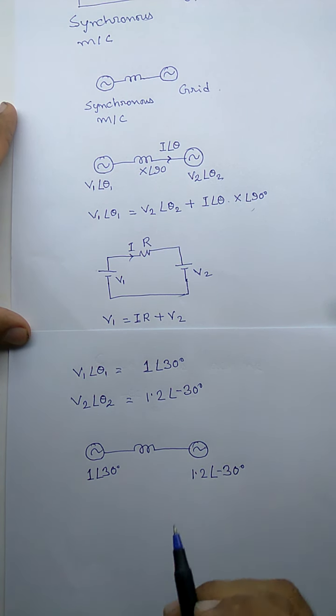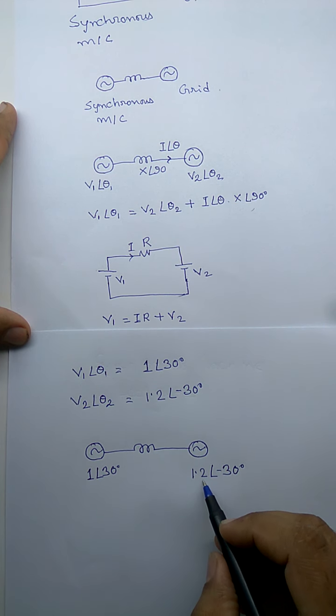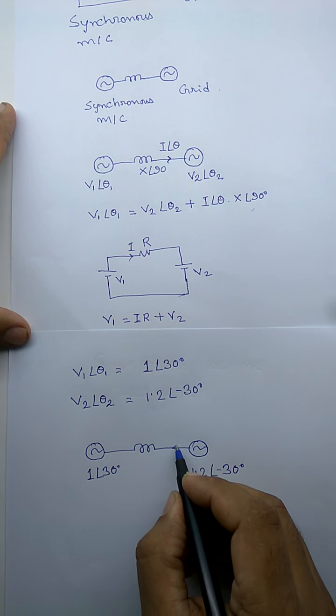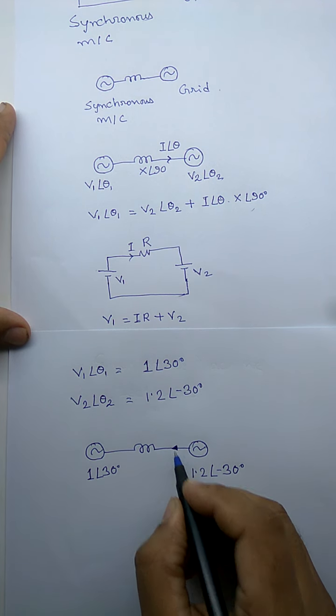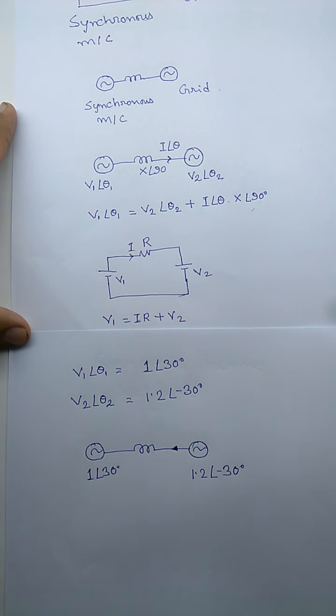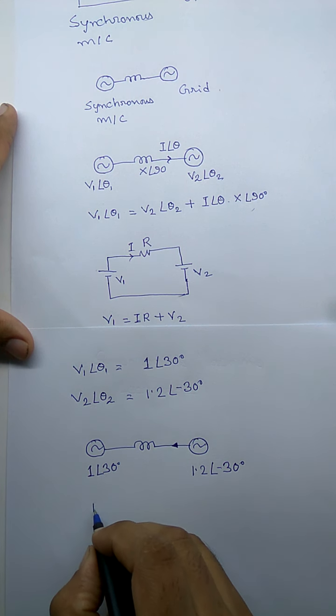Okay. So based on our common sense, we understand that this voltage is more than this. So let's give the direction of power flow in this. That is, power is flowing from V2 to V1. Let's write a KVL for this. So what will be the KVL?